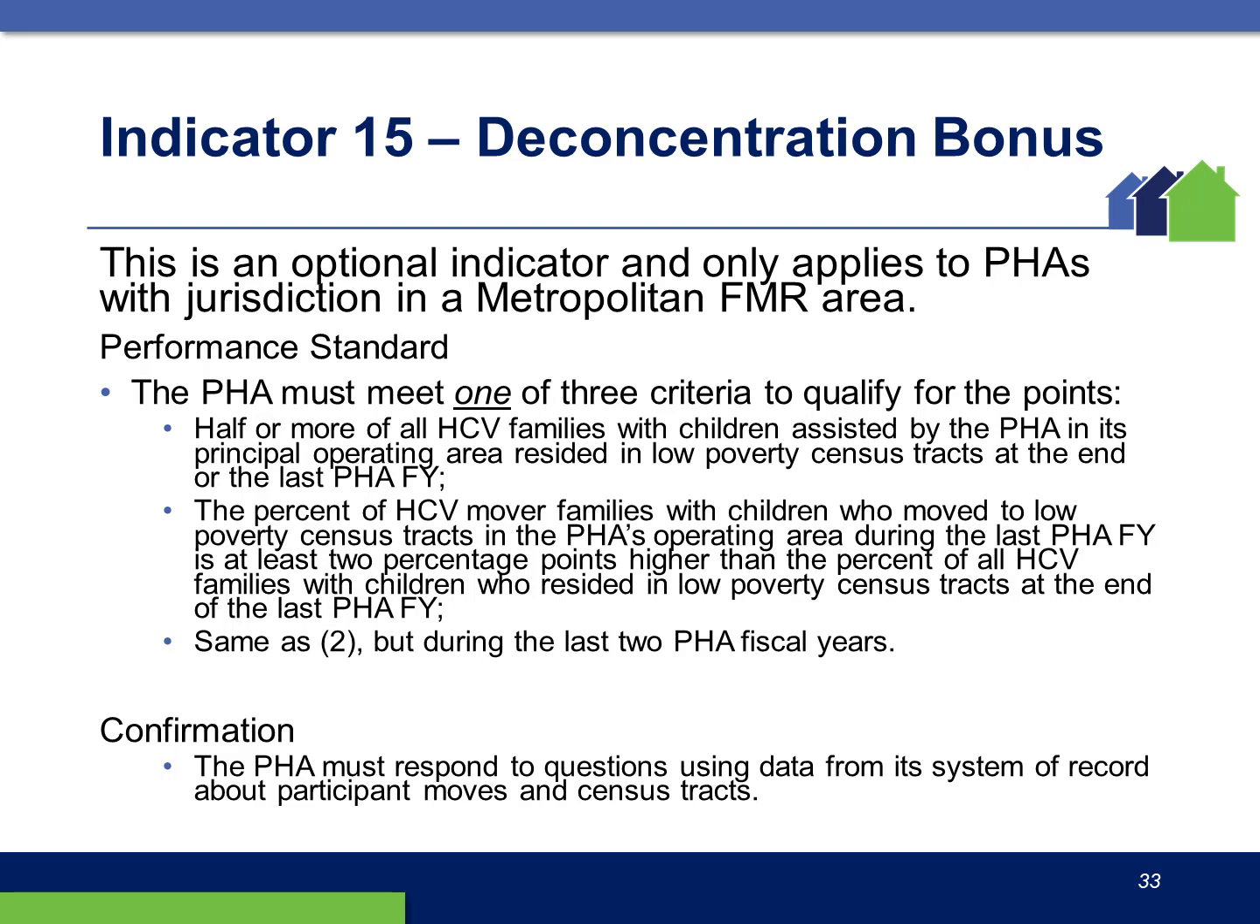2. The percent of HCV mover families with children who moved to low poverty census tracts in the PHA's operating area during the last PHA fiscal year is at least 2 percentage points higher than the percent of all HCV families with children who resided in low poverty census tracts at the end of the last PHA fiscal year. And 3, same as 2, but during the last 2 PHA fiscal years. To confirm for this indicator, the PHA must respond to questions using data from its system of record about participant moves and census tracts.